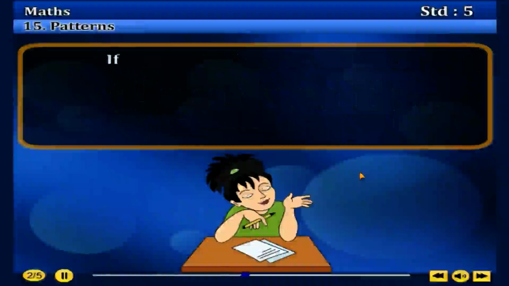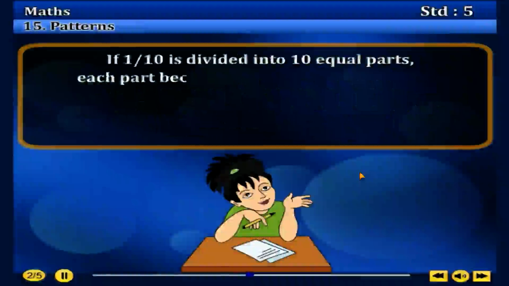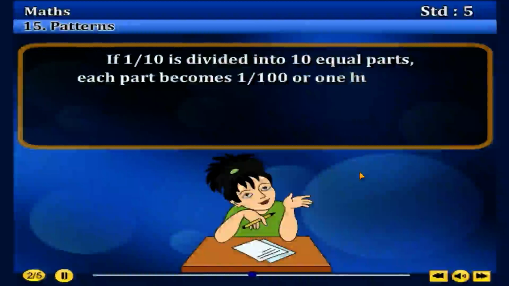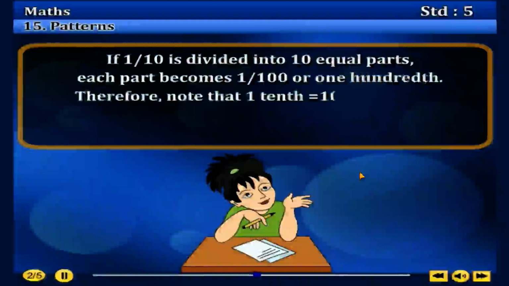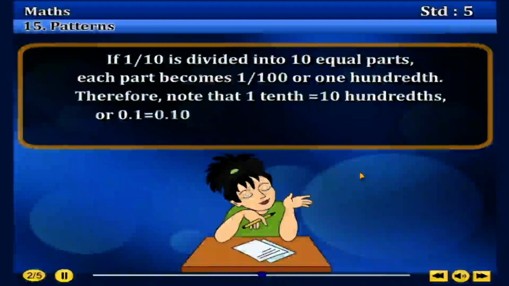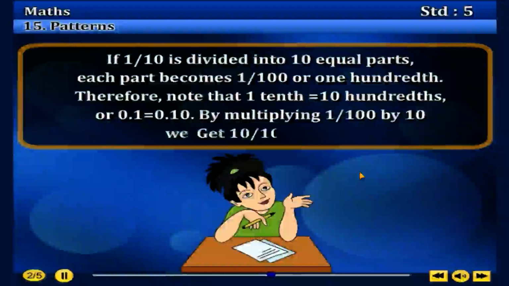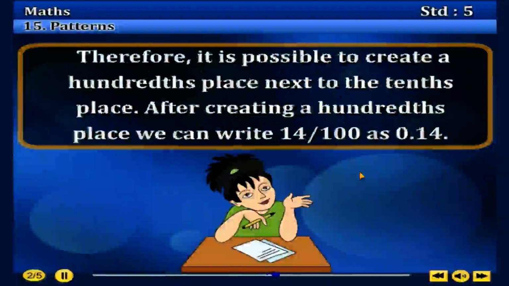100th. If 1 by 10 is divided into 10 equal parts, each part becomes 1 by 100 or 100th. Therefore, note that 1/10 equals 10 hundredths, or 0.1 equals 0.10. By multiplying 1 by 10 by 10, we get 10 by 100 equals 1 by 10. Therefore, it is possible to create a 100th place next to the 10th place.